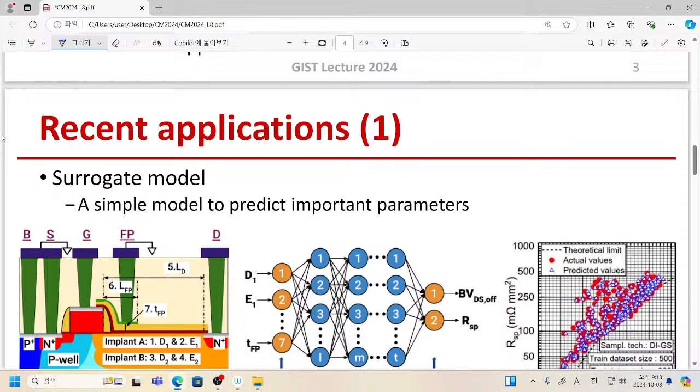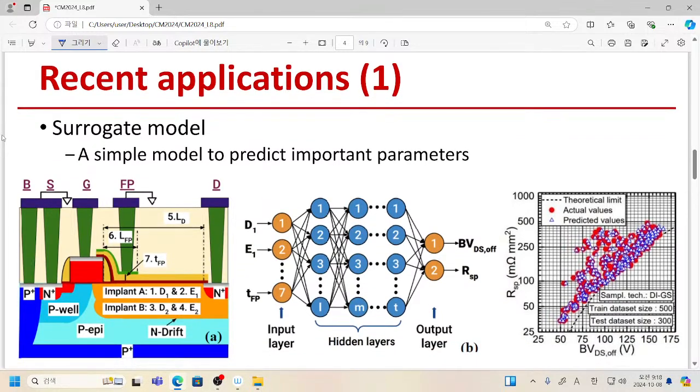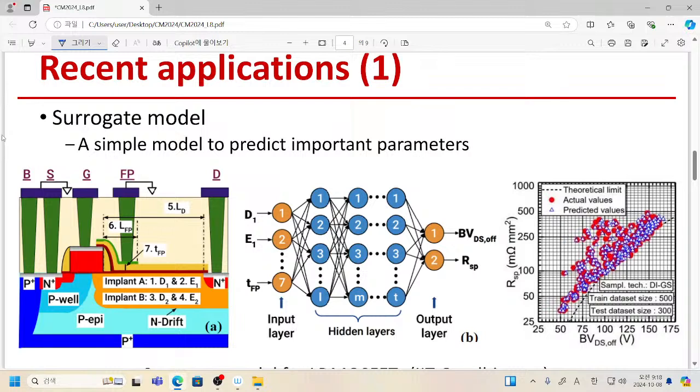So the generation of semiconductor device structures, that is one of the most important application areas of this neural network approach. However, that becomes too complicated, so please understand our discussion today is quite much limited to the device simulation only. The simplest model we can think about for this neural network approach is so-called surrogate models.